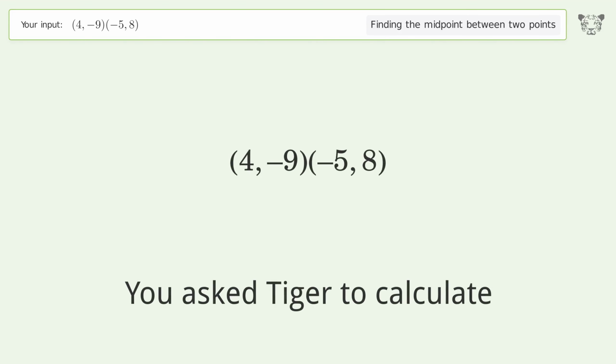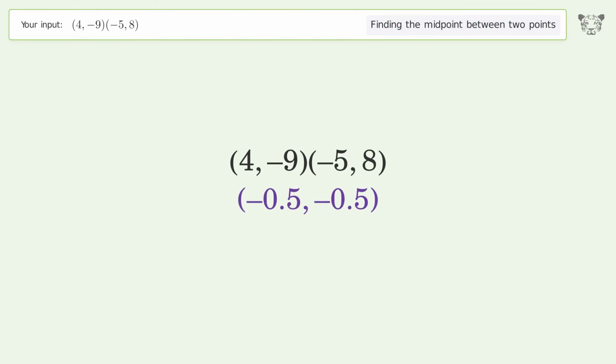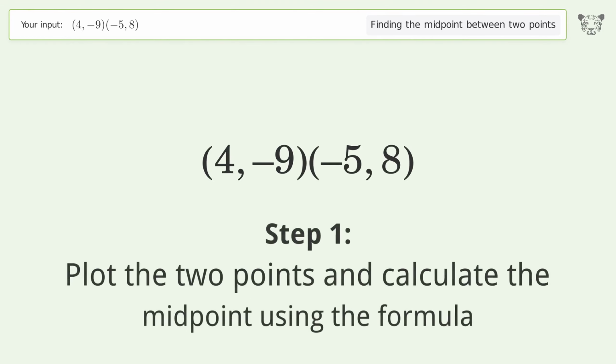You ask Tiger to calculate. This deals with finding the midpoint between 2 points. The midpoint between the 2 points is negative 0.5, negative 0.5. Let's solve it step by step. Plot the 2 points and calculate the midpoint using the formula.